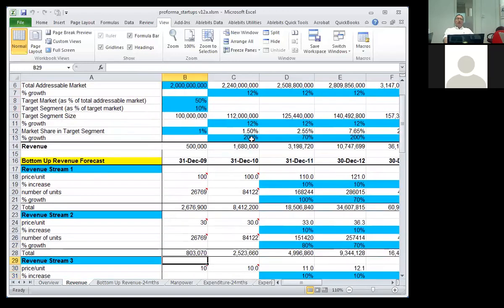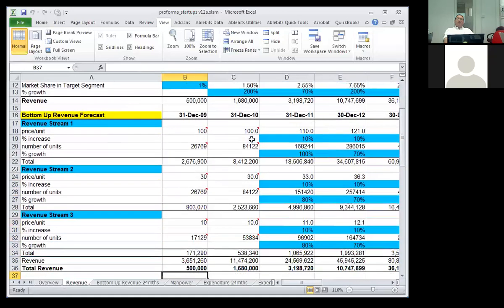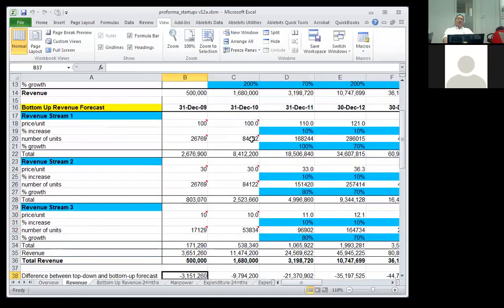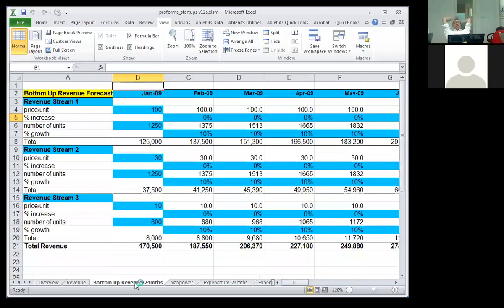Now you notice for bottom up, there's no way to input numbers for years 1 and 2. Now why is that? The reason is, bottom up revenue, we forecast on a monthly basis for the first 24 months. So why do we do that? It's because there can be very big differences in our bottom up numbers if we look at monthly versus annual.